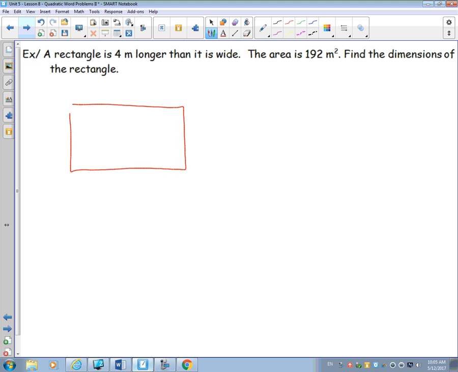So if we draw a rectangle, we know it's 4 meters longer than its width. So if we make x the width, the length has to be 4 more than that. So I have to add 4. We also know that areas are found by length times width. We know the area, it's 192, and our length and our width are x, and x plus 4.